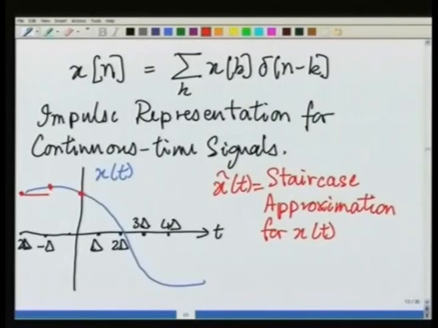Now, at t equal to 0, x hat t will have to take the value of x of 0, but between t equal to minus delta and t equal to 0, it will stay put at the value x hat of minus delta or x of minus delta, and so it will remain constant like this. Next, at t equal to delta we have this value, and from there up to this point it will have this value. Likewise, if I go on doing this, I would get the staircase.